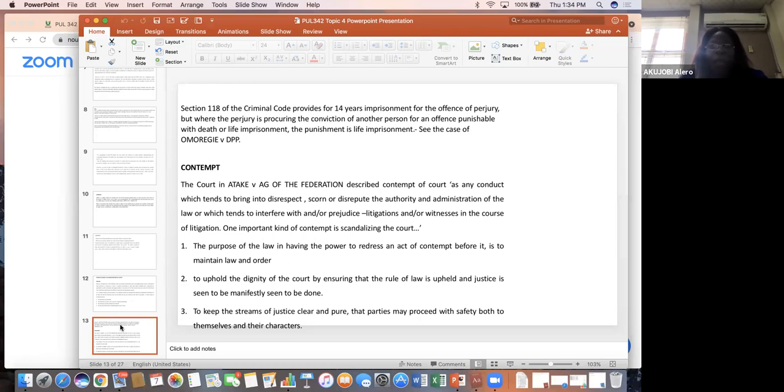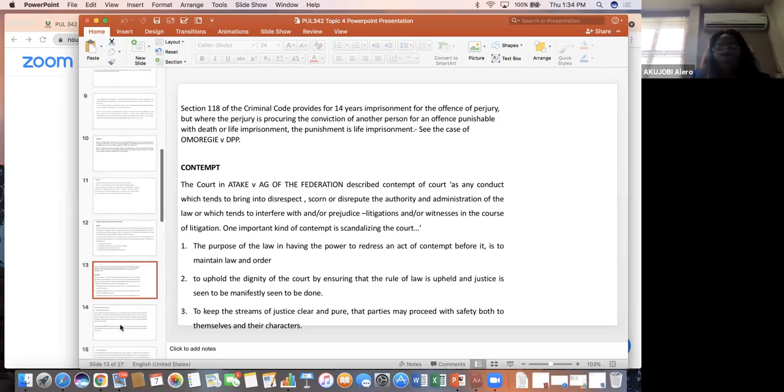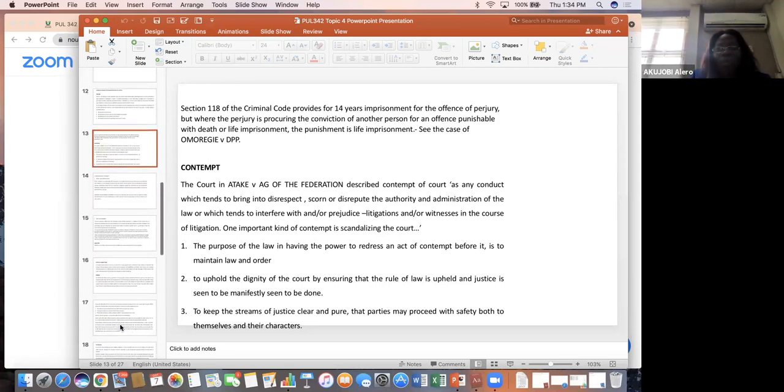Then lastly, we shall be looking at that of contempt. When we talk of contempt of court, what are those things we have in mind? In Alake v. Attorney General of the Federation, the court described contempt of court as any conduct which tends to bring into disrespect, scorn or disrepute the authority and administration of the law, or which tends to interfere with and or prejudice litigation and or witnesses in the course of litigation.